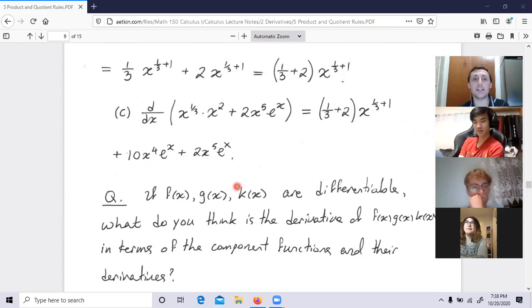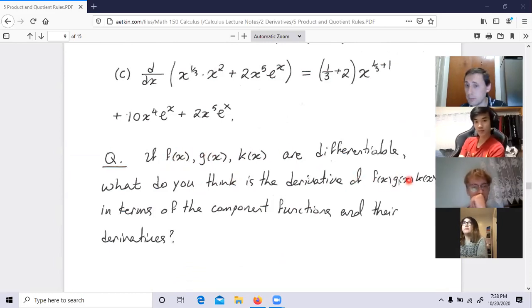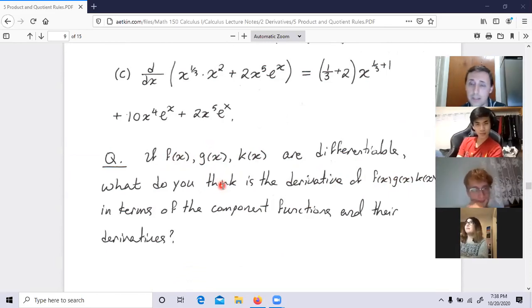So here is the question that I want to ask you guys. Let's see if you can imagine what the formula would be if I have f, g, and k, three functions, and I multiply them, and I want to find the derivative of the triple product in terms of the individual functions. Can you guess what might be the formula? Let me try to tell you what I mean, guys.